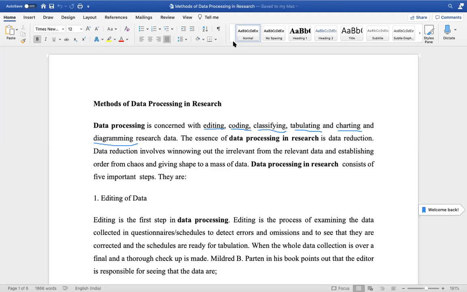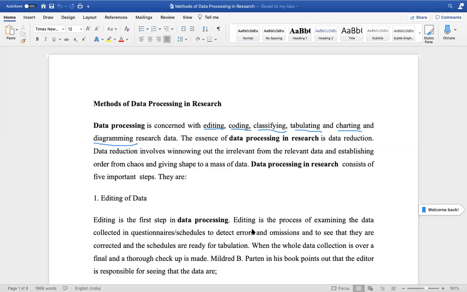So what is processing? I'm going to edit the data. Editing means we will see in detail. It is the first step. Basically, I'm going to check all the questionnaires and schedules. I'm going to see all the questions that are unanswered. I will remove them. I'm talking about data here, not just the questionnaire.